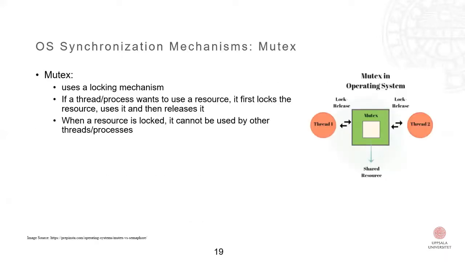So here we want to introduce two different synchronization mechanisms. The first one is called mutex or lock. Mutexes use a locking mechanism. It works in this way. So imagine this is the shared resource that you want to protect. You will have around it a mutex or some sort of lock. So whenever a thread wants to access this shared resource, it will lock it, so other threads cannot access it.